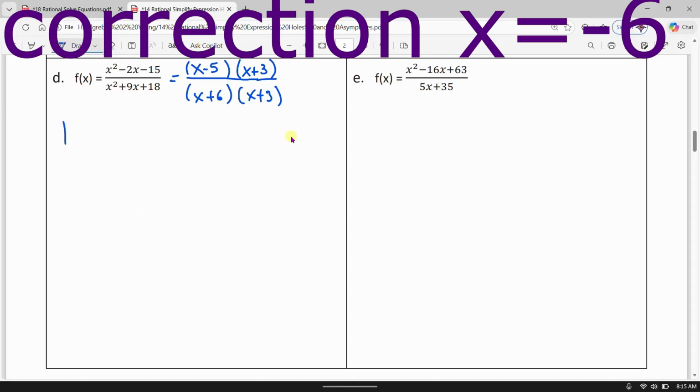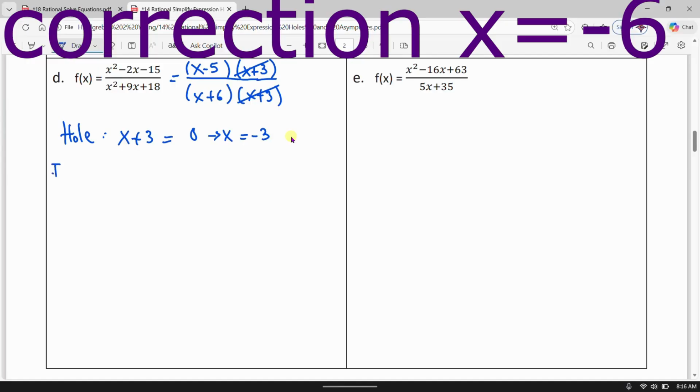So now to find the hole. Again, I'm just going to show you how to find the hole. To find the asymptotes, you have another video. I'll show you how to do that. So we're going to cross out the x plus 3. So the hole is where x plus 3 equals 0. So x equals negative 3. So finding the hole is if you can cancel the factor.